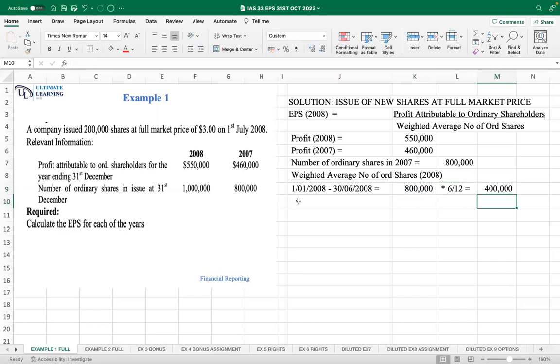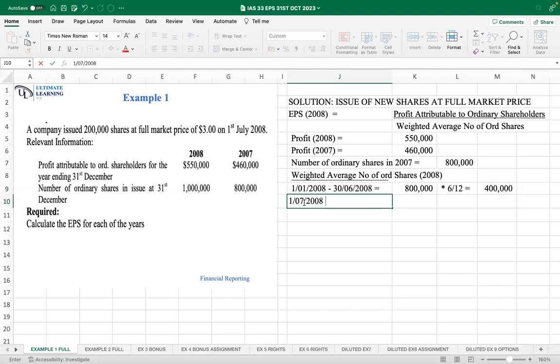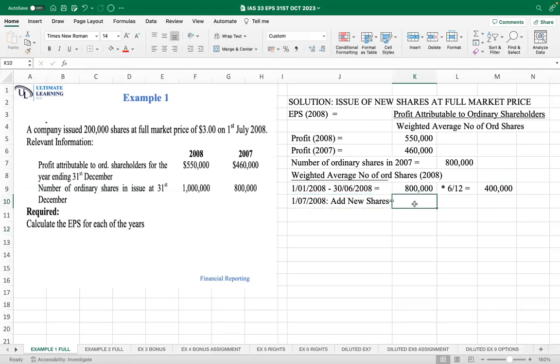So it gives us a value of 400,000. Now let's look at what happened on 1st July 2008. On 1st July 2008, we added new shares. So on that particular date, we added 200,000 new shares.